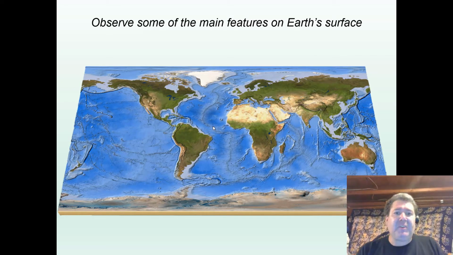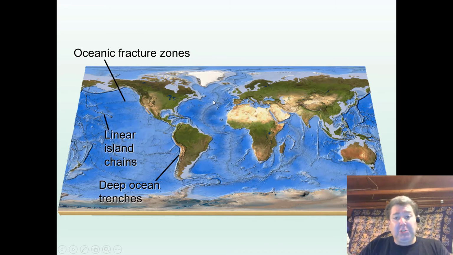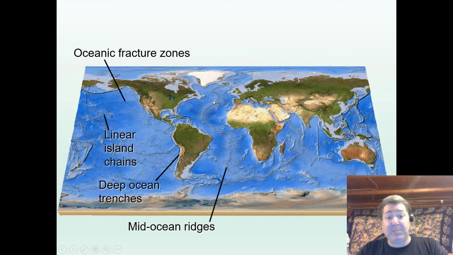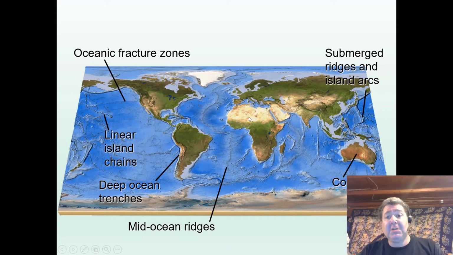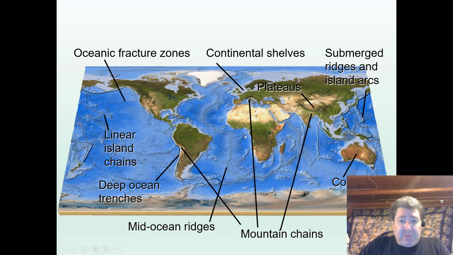So let's take a look at some features around our Earth's surface. We have some fracture zones in our oceans. We have linear island chains like Hawaii, deep ocean trenches in some parts of our Earth, and mid-ocean ridges running like the seams and stitching of a baseball across our globe. We have continents, of course. We have some submerged ridges, island arcs, and continental shelves in some areas, but not everywhere. High plateaus like the Himalayas, and mountain chains.